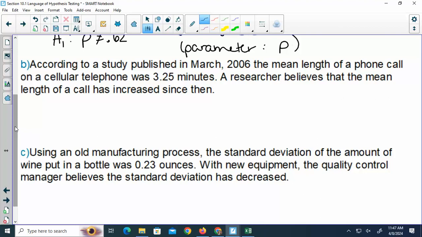B. According to a study published in March 2006, the mean length of a phone call on a cell phone was 3.25 minutes. A researcher believes the mean length has increased since then. So my null, my H sub 0, what would it be? What's my variable? The mean. So null is always equal to. What would my alternative be?